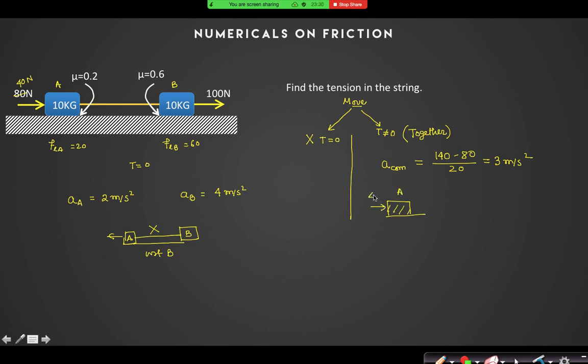So what are the forces on A? This is 40 Newton, this is 20 Newton, and this is the tension. It is moving with 3 meter per second square acceleration. So can I say T plus 40 minus 20 is equal to 10 into acceleration, which is 3. So what is the value of tension in that case? 10 Newton.